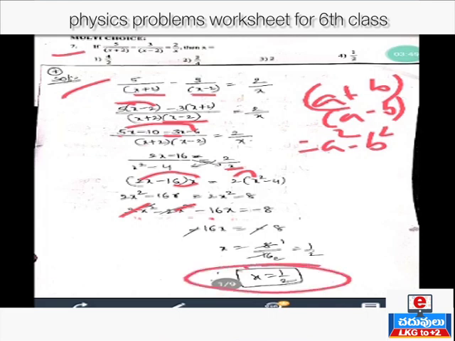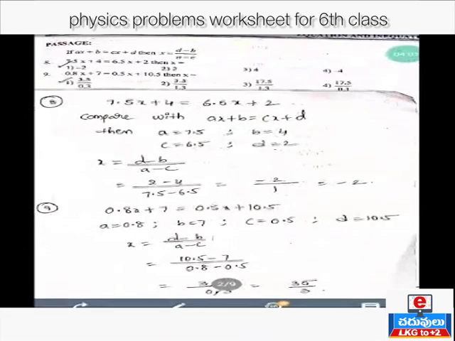What is the x value here we can get? Finally x equal to 1 by 2. Understood? In this, we use only one formula. What is it? A plus b into a minus b is equal to a square minus b square. Understood? Now see the next one.